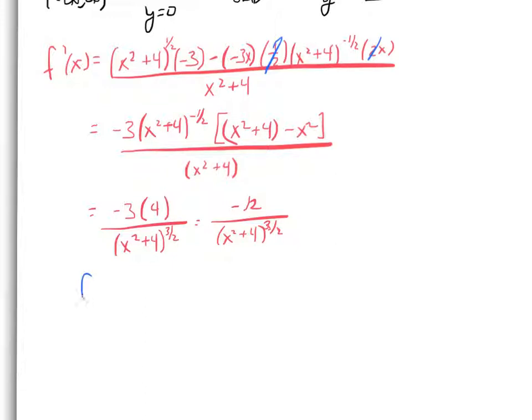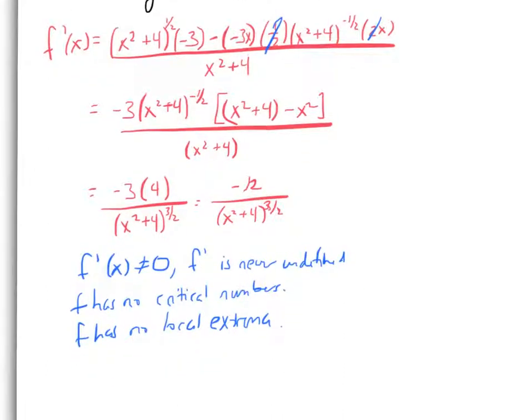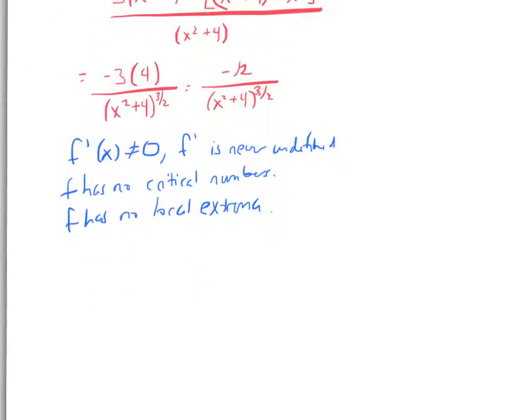So our first derivative is actually never equal to 0 and also never undefined. This means that f has no critical numbers, which also means that f has no local extrema. But we'd still like to know where our function is increasing or decreasing, so we'll set up our sign chart.